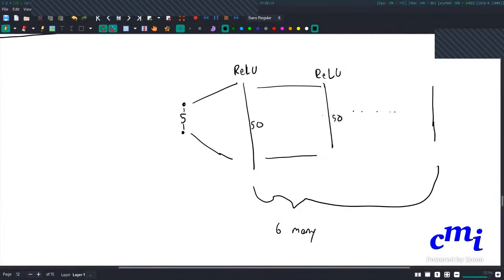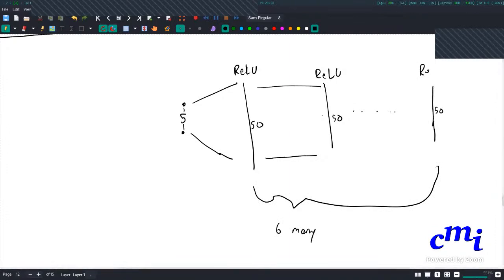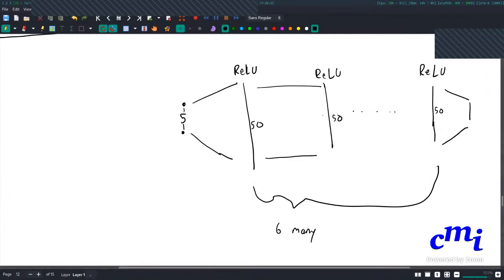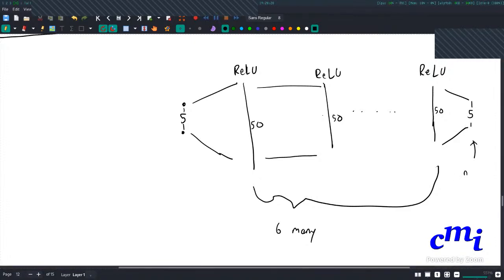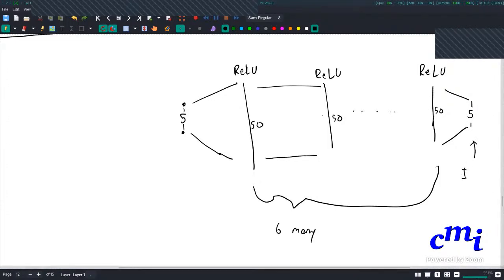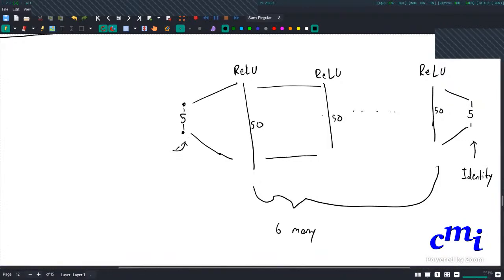And then the final ReLU layer, which is again 50, is going to feed into 5 nodes, which have no activation. When I say no activation, I mean that the activation function is just identity, right? Sort of similar to how on the input side, we don't actually apply an activation function. And then you just get the output. So this is basically what the structure looks like. Any questions so far at all?